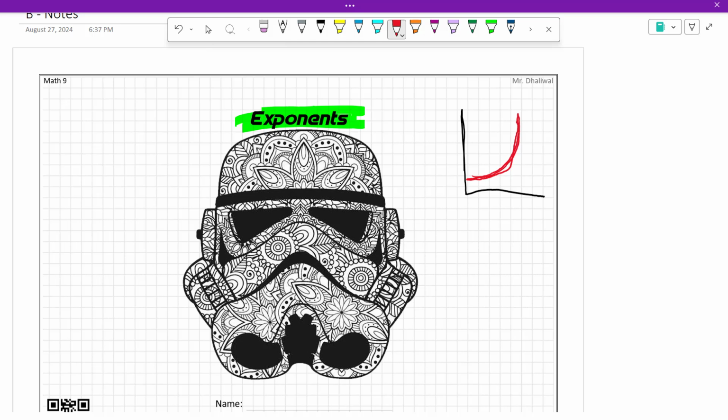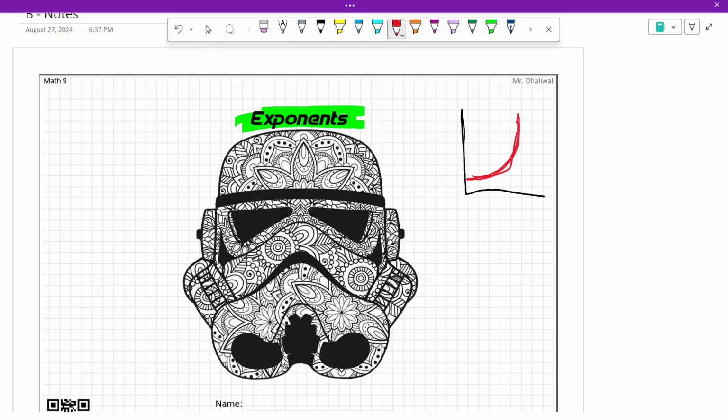Later on, we'll do a couple of application questions that involve it. But in future years, you'll get more into detail of applications of exponents. This year, we're just learning what exponents are and how to do some basic calculations.